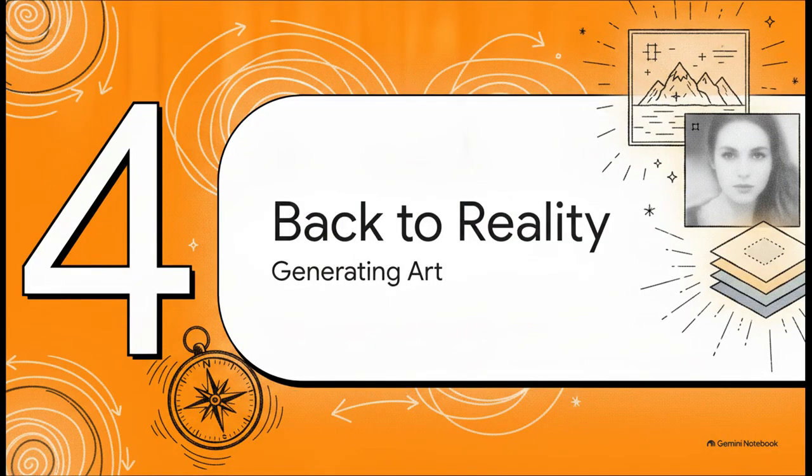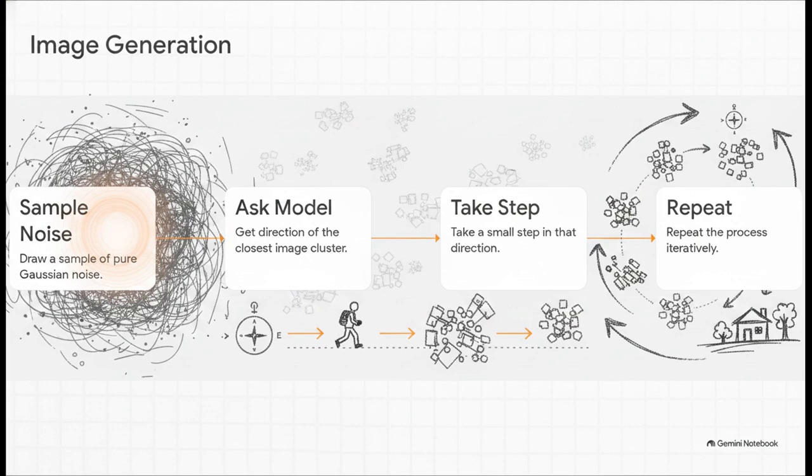Finally, Section 4, Journey Back to Reality. We have our trained compass. Now it's time to let it work its magic during the inference, or sampling phase, to generate brand new art from scratch. To create an image, we drop our model into a totally random location of static, and we take iterative steps using our compass until we land safely inside a cluster of meaningful pixels.